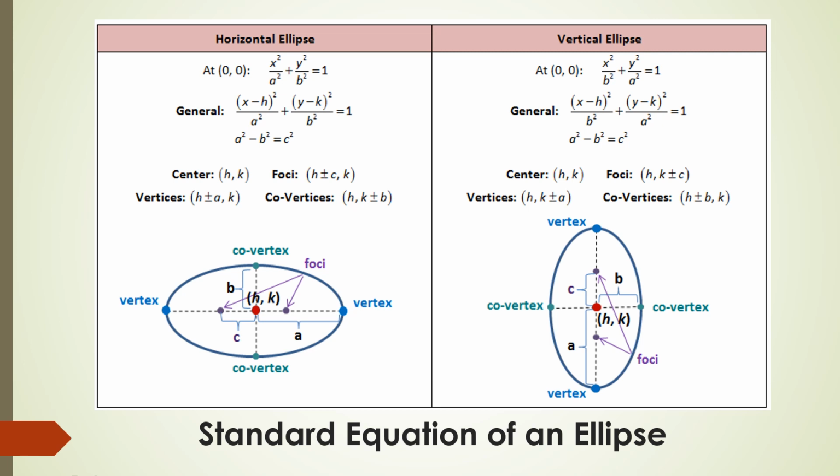There are two types of ellipses, the horizontal ellipse and the vertical ellipse. The horizontal ellipse has a horizontal major axis, while the vertical ellipse has a vertical major axis. Please take note of the formulas shown to determine the standard equation and parts of the ellipse.